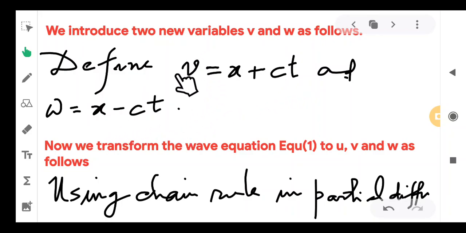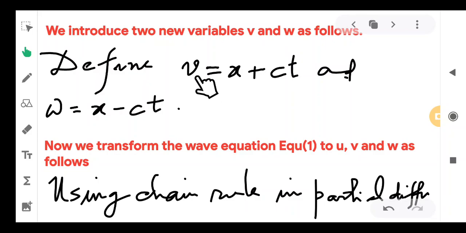What will be the derivative of v with respect to x? That will be 1. The derivative of v with respect to t will be c. Remember, v_x is equal to 1 and v_t is equal to c. Similarly, w_x is 1 but w_t is minus c. With respect to t, if you differentiate, x will be constant, therefore its derivative is 0, and ct gives minus c into 1, which is minus c. So these four values we have to remember, which we will be using in the next computation.